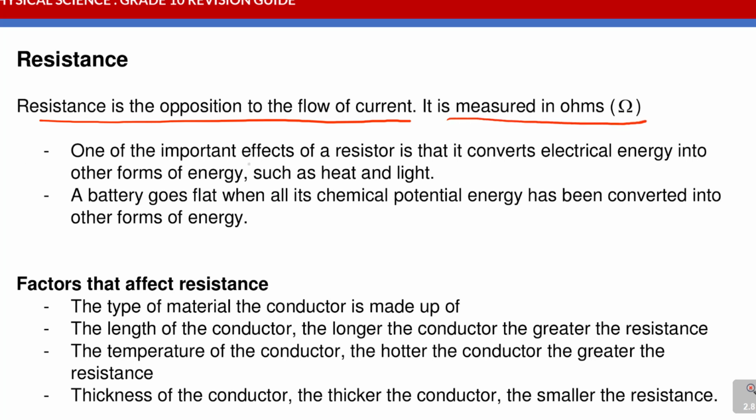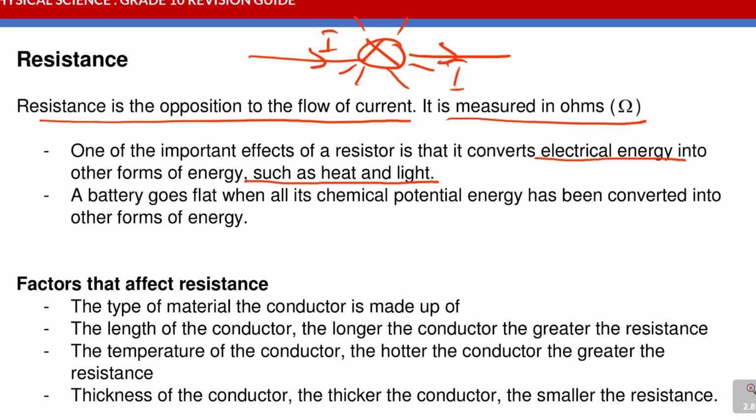Now, one of the important effects of a resistor is that it converts what? Electrical energy into other forms of energy, such as heat and light. So a resistor will convert electrical energy into heat and light, like a bulb. If current is flowing through a bulb, it is lighting, so current is flowing, so that is light, and the bulb is also hot, which is heat. A battery goes flat when all its chemical potential energy has been converted into other forms of energy. That's why you say it's flat.